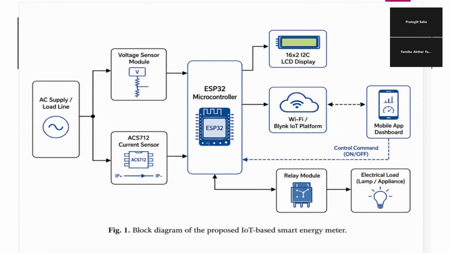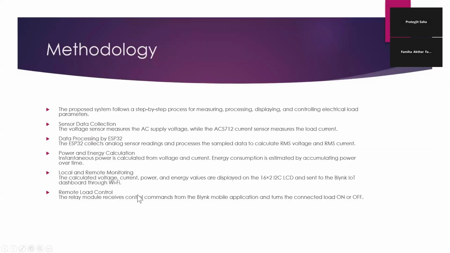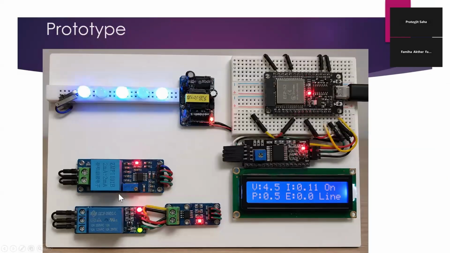ESP32 reads this analog value and calculates current. In our code, the voltage is fixed at 4.5 volts because we are using a DC load. Then power is calculated using the formula.